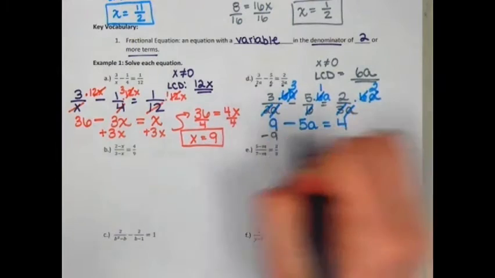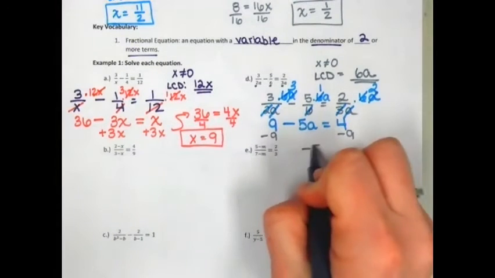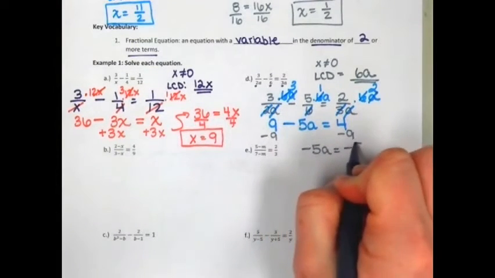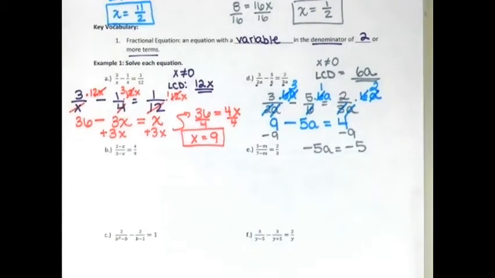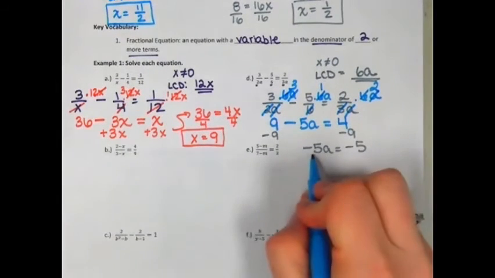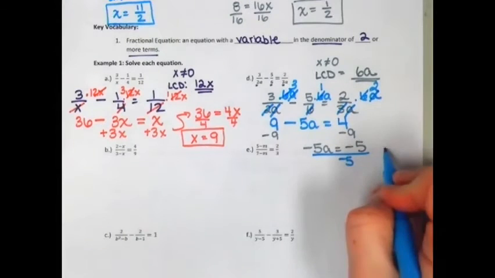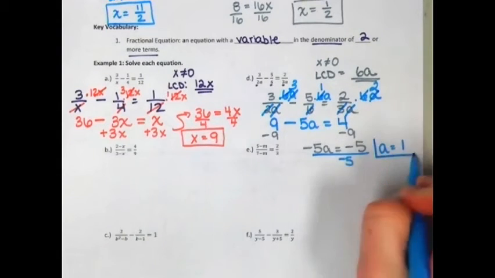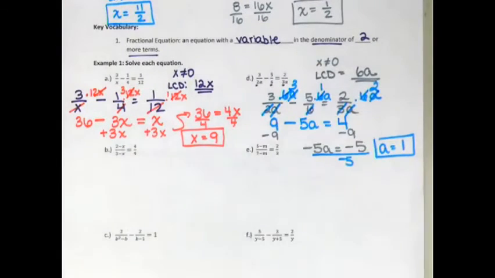Subtract the 9. So we have negative 5a equals negative 5. And then what? Divide by negative 5. So a is what? 1. So we only have one answer here. So obviously x is not going to be 0, right?